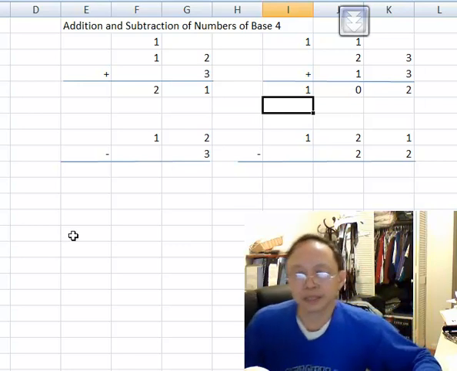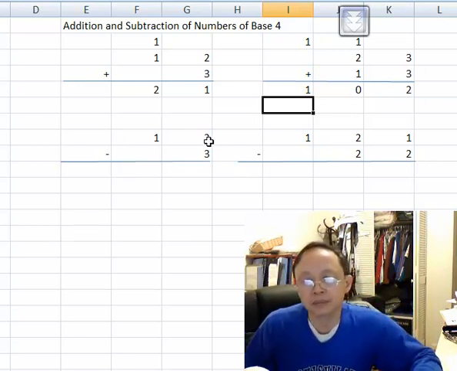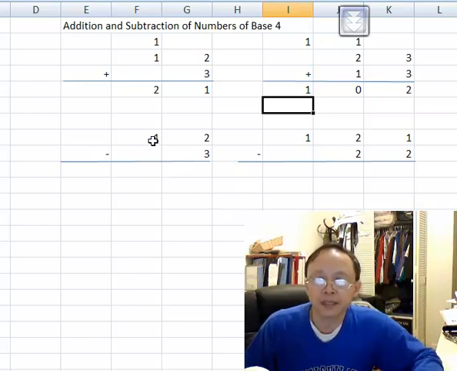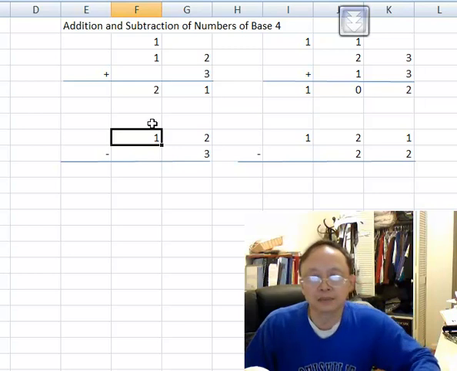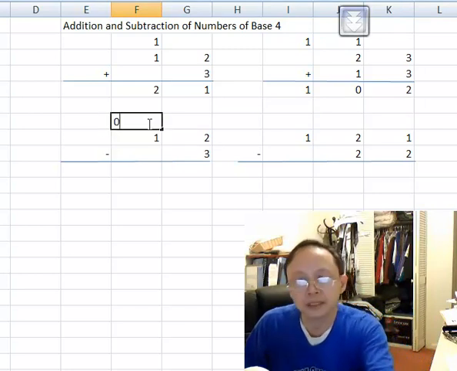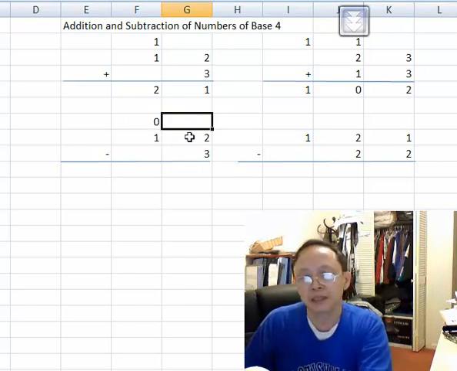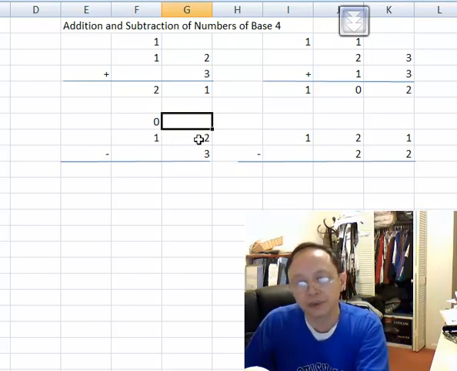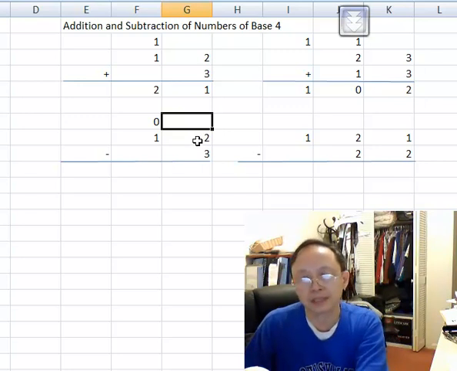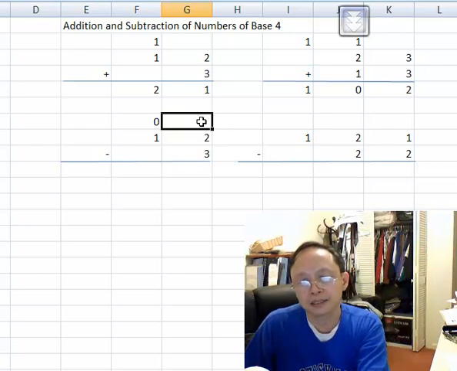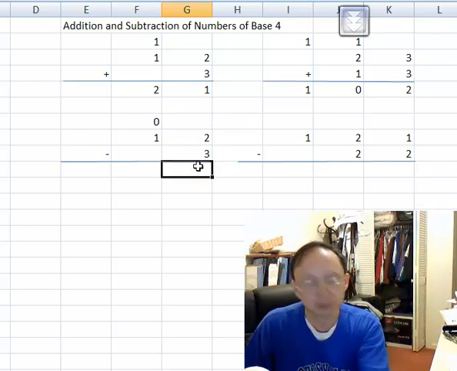Now let's see the subtraction. So first example, 1, 2 minus 3. All these two numbers are base 4. So now 2 is smaller than 3, so we need to borrow 1 from left-hand side. So we borrow 1, so this becomes 0. And then this 1 goes to right-hand side, becomes 4. Remember, this is base 4, so you don't get 10, so you get 4. So 4 plus 2, you get 6. And 6 minus 3, you get 3.